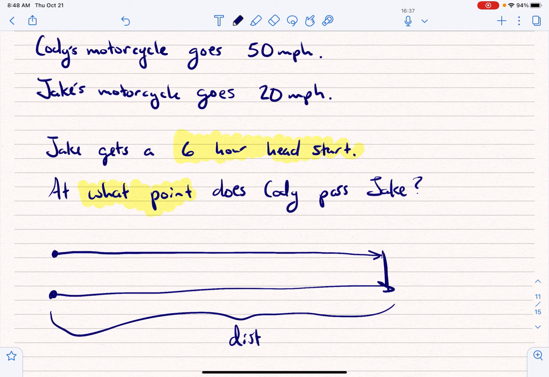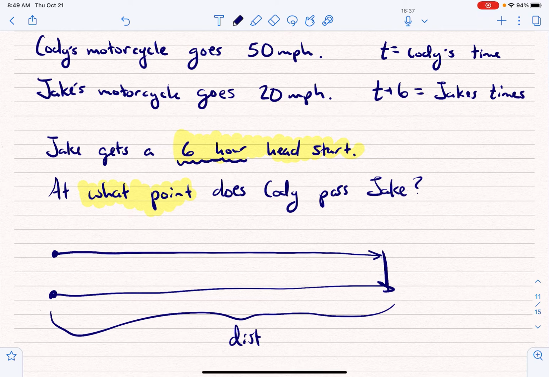So all of a sudden, Cody's distance is the same as Jake's distance. Now, Jake got this 6-hour head start. So if we look at Cody's time being t, then t plus 6, and I'm not multiplying. I'm not saying 6 times as much time. I'm saying 6 hours more. So t plus 6 is going to be Jake's time. Okay?